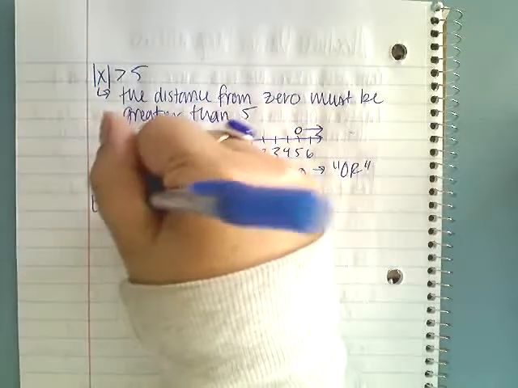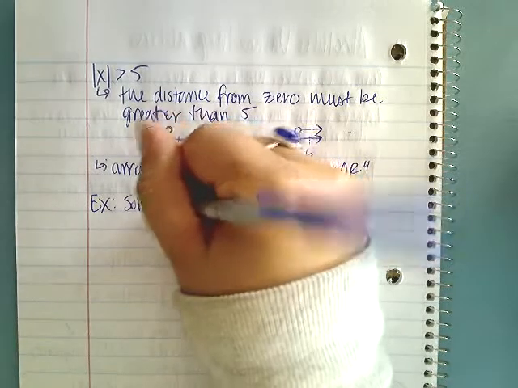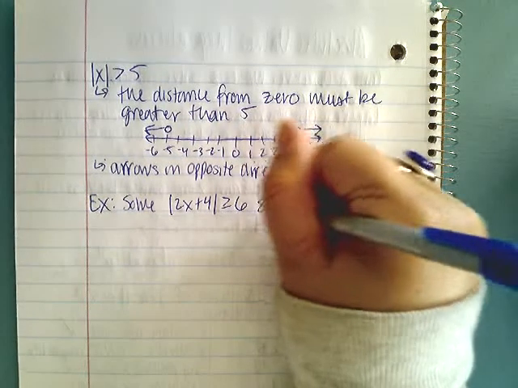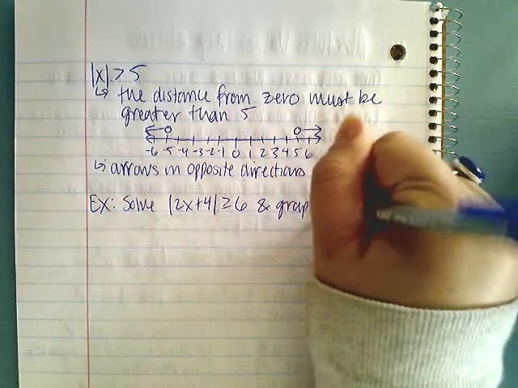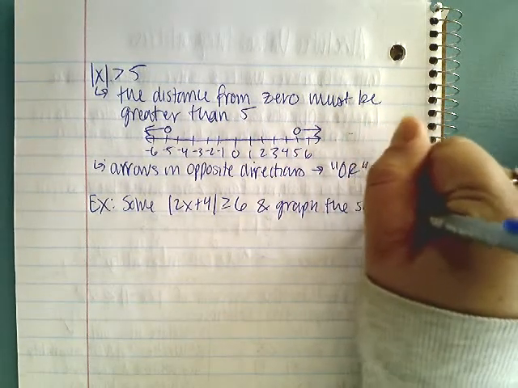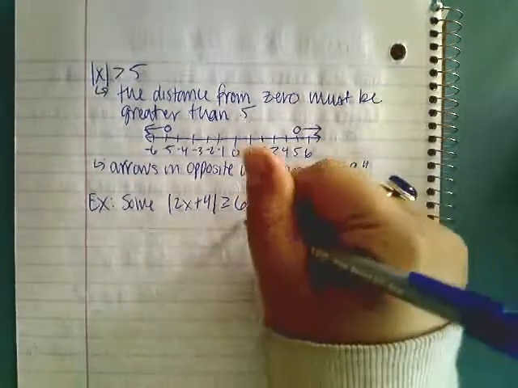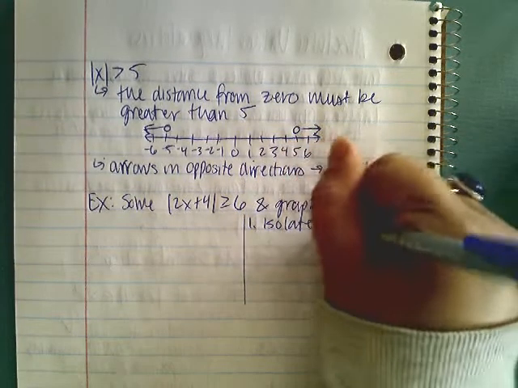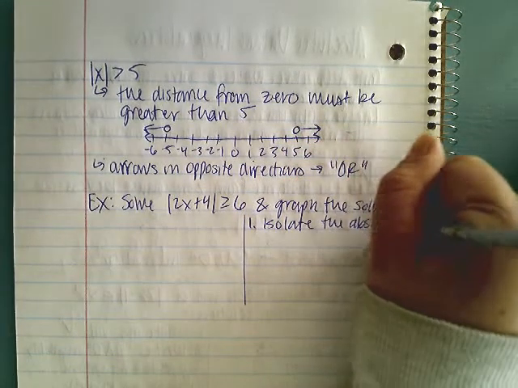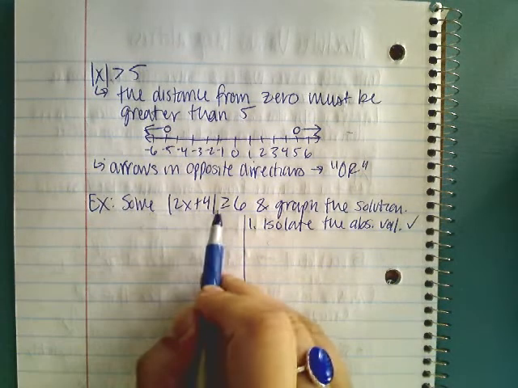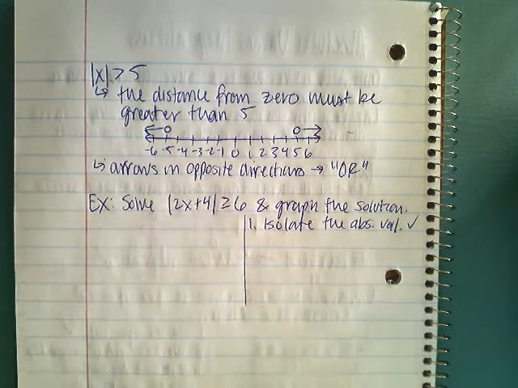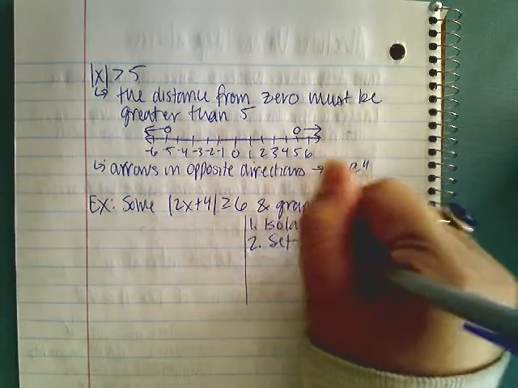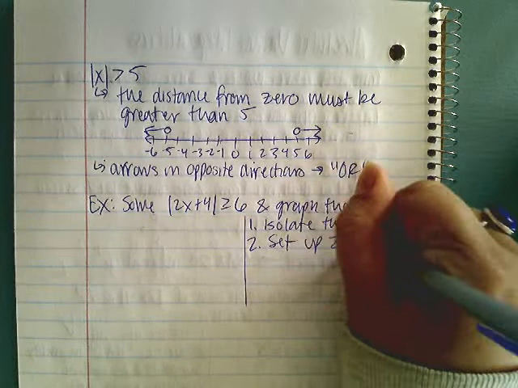I want us to solve the absolute value of 2x plus 4 is greater than or equal to 6 and graph the solution. So again, I always want us to write this so it's really drilled into your mind. You always isolate the absolute value first. In this problem, that's already done. There's no multiplication, no adding, no division surrounding that absolute value. So I can just start right in with step 2, which is to set up 2 inequalities.